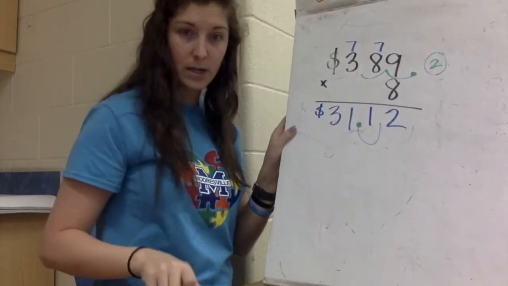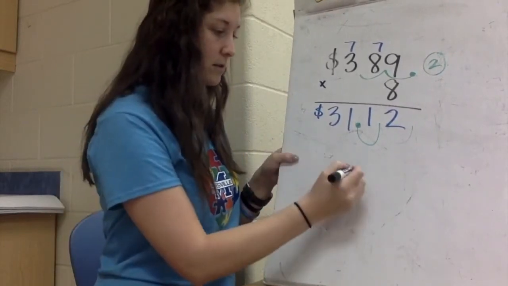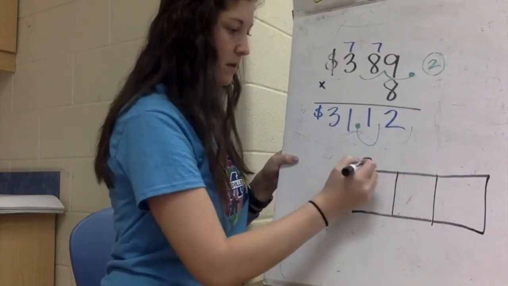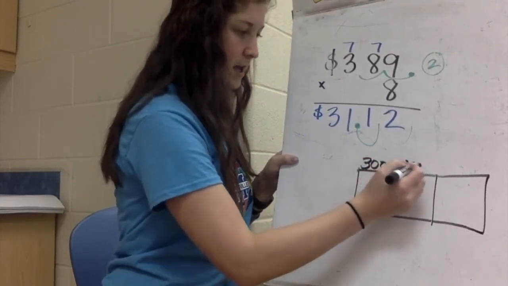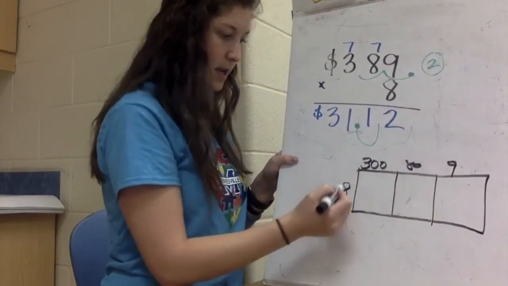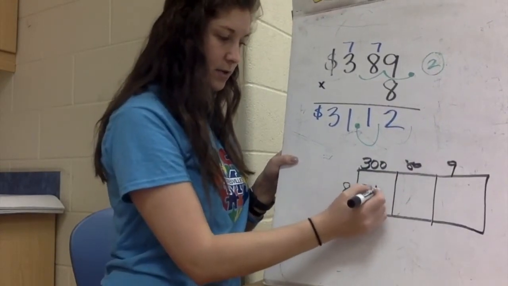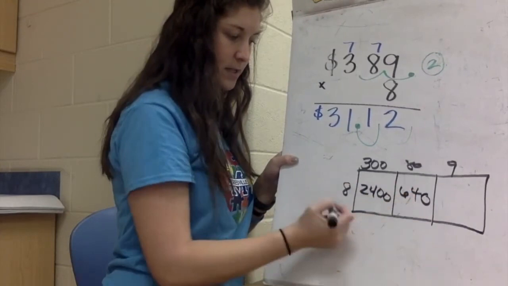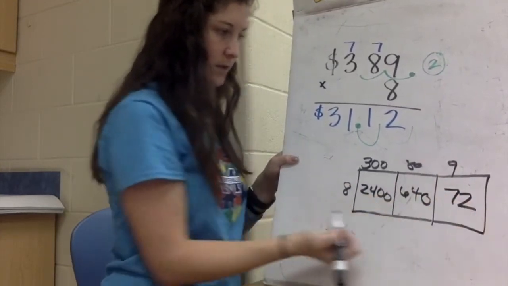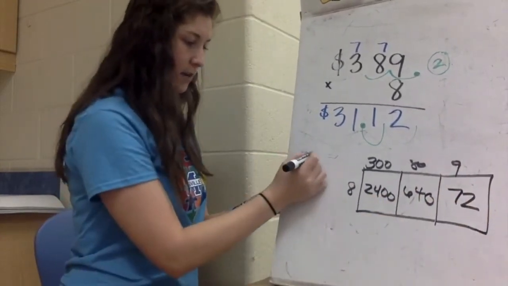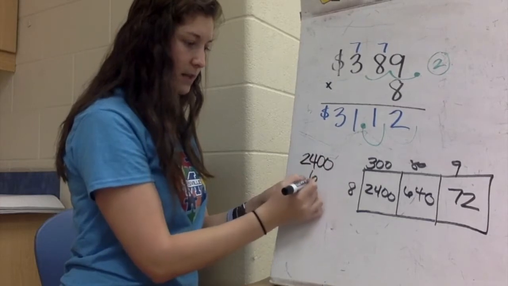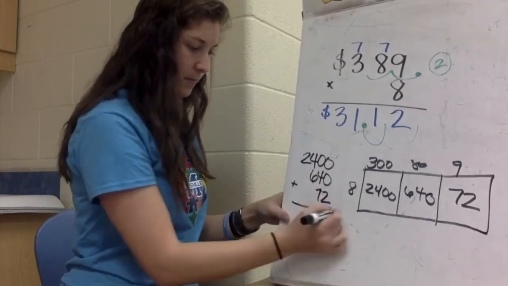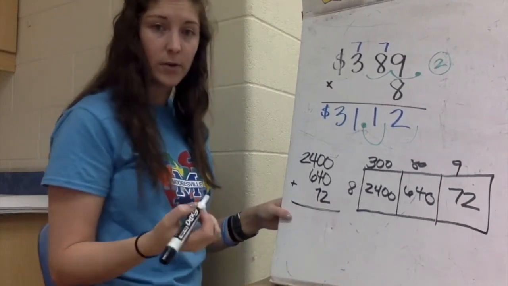I'm going to set it up the box method too, just to show you guys what that looks like. So down here, 389, 8. 8 times 3 I know is 2,400. 8 times 8 is 64. Add my 0. 8 times 9 is 72. So let's add those things up. And remember, I like to create a big addition problem going all the way down, but you guys can break it up however you want to.